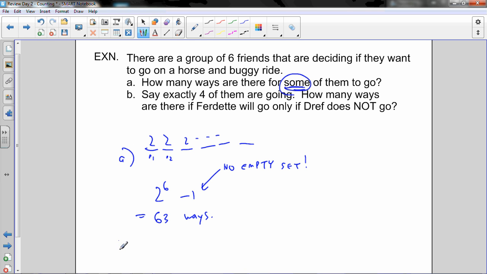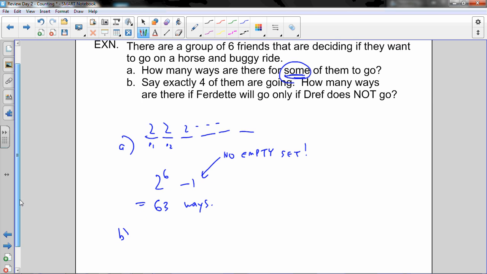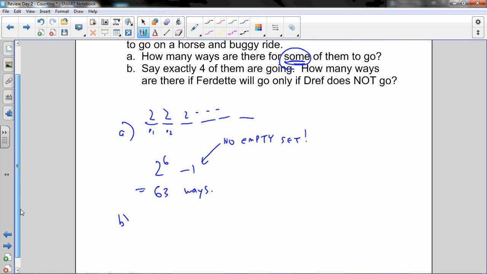Question B. So now we know 4 of them are going. We don't know which of the 4, except for we know that Fredette will go only if Dreff does not go. That sounds like prom night drama if I've ever heard. So this sort of thing, there's a restriction. We kind of have to satisfy the restriction first.